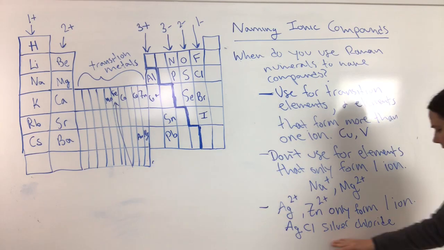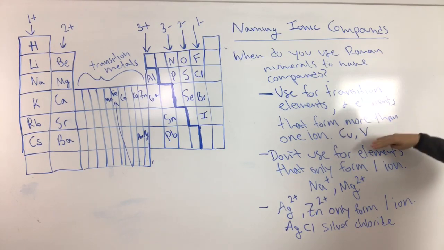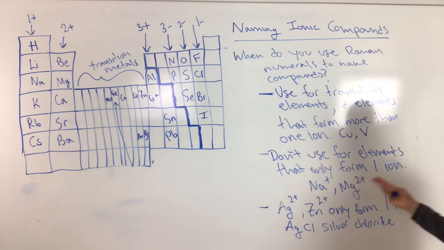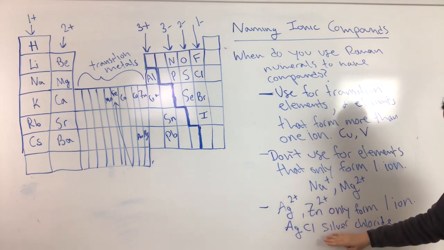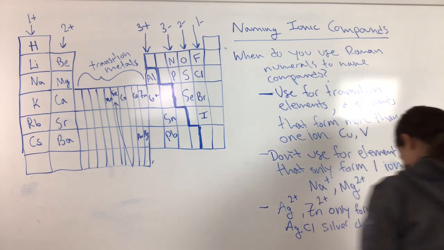So we're using the naming convention with the element that only forms one ion. So we have the name of the first one, in this case silver, plus the first syllable of the second one with an "ide" attached to it. So we have silver chloride.